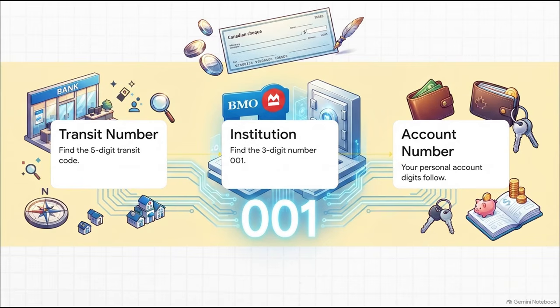Look at the bottom row of numbers. You're first going to encounter the check sequence number, followed by the 5-digit transit number, which, remember, identifies your branch. And then you'll see the 3-digit institution number, which for BMO will always be 001. After that comes your personal account number. Just copy the transit and institution codes directly off the paper and you're good to go.